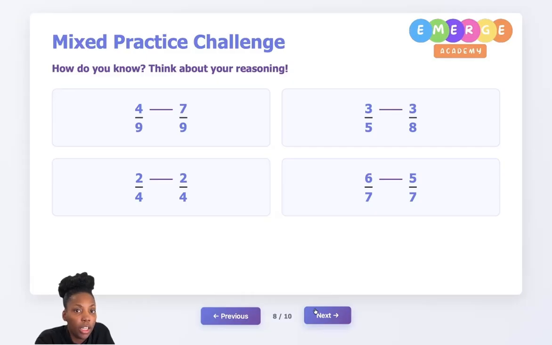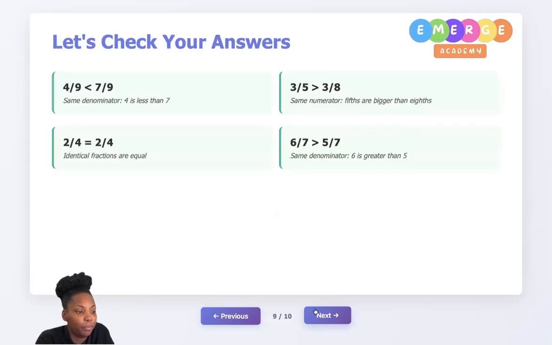Okay, let's have a look at the answers. So 4/9 is less than 7/9. Remember, we have the same denominator here. So we're looking at the numerator, and 4 is less than 7. So that tells us that 4/9 is less than 7/9.